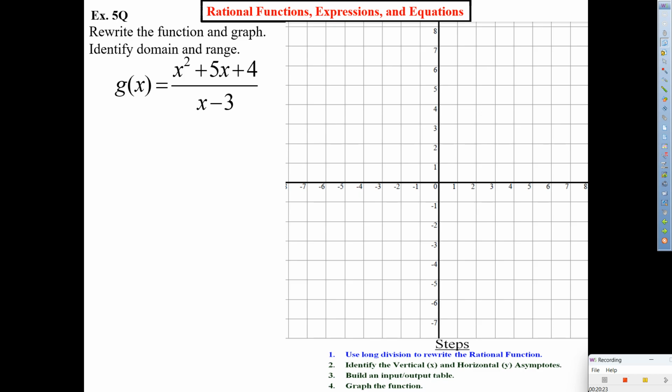G of x equals x squared plus 5x plus 4 over x minus 3. Then make a little coordinate plane to the right as well from -8 to 8 for the domain and range. I'll give you a head start with the process for that one. Then we'll go over it together. Copy and go.